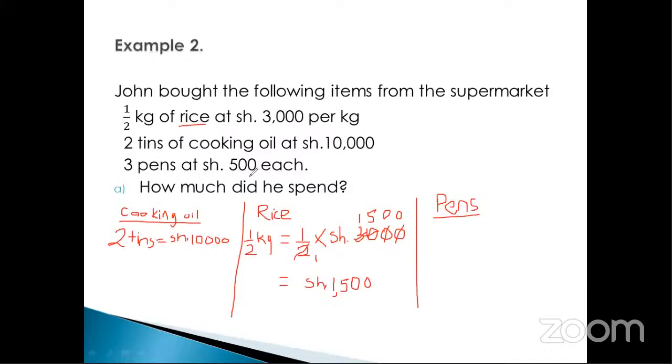So what they are saying is that each pen, here they mean each pen, so one pen equals 500, isn't it? Yes. So what is the cost of 3 pens?